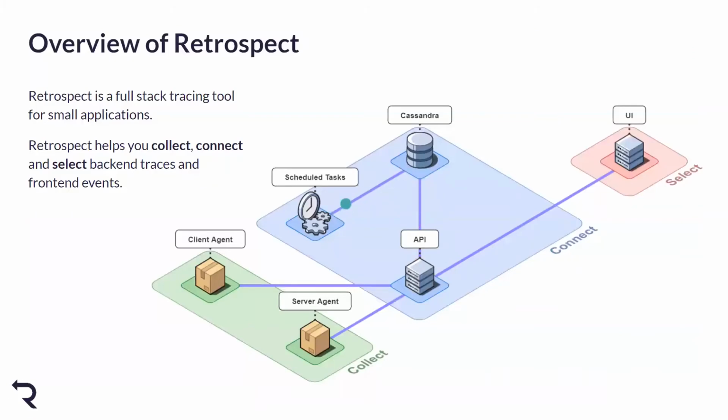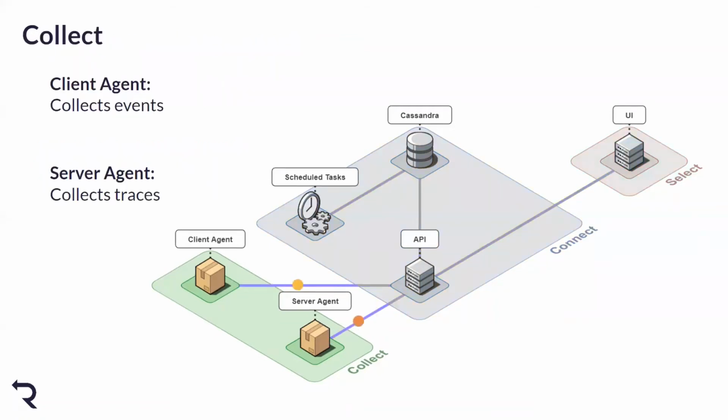In short, Retrospect is a full-stack tracing tool for small microservice-based applications. It is comprised of 6 pieces that work together to collect, connect, and select backend traces and front-end events. Let's take a closer look at the different architectural components. First is the collect group.